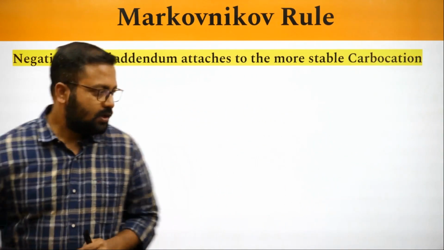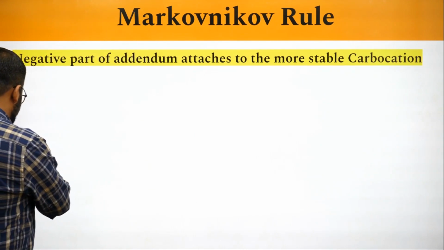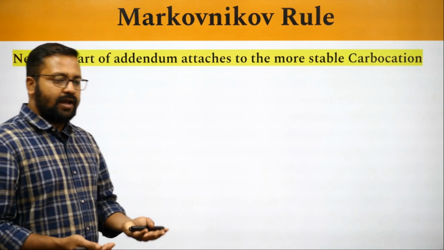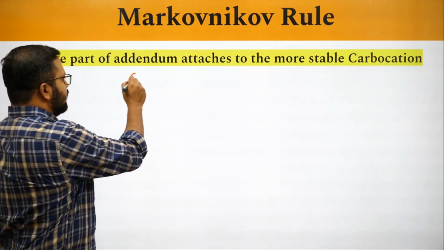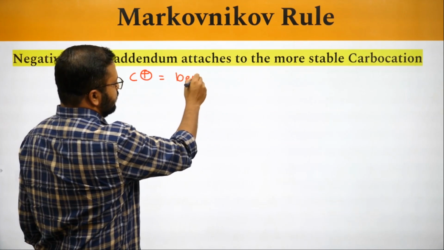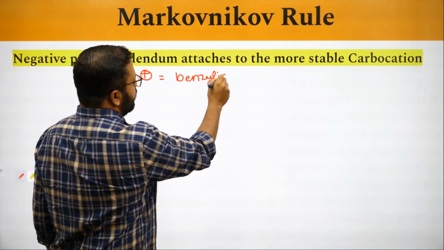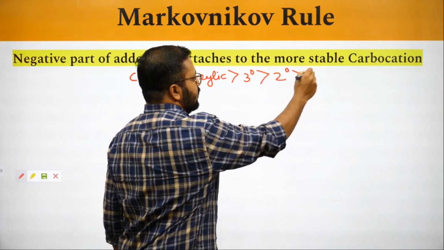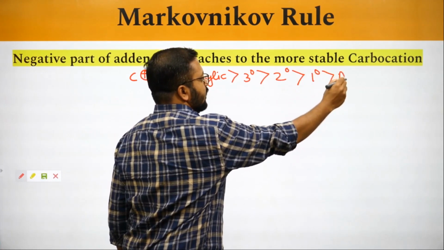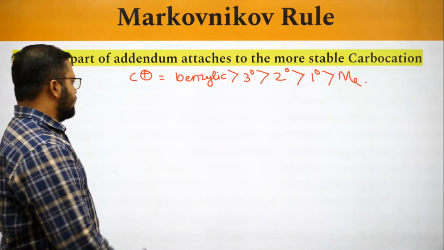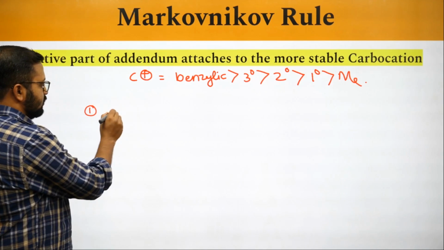So, if you have learnt about carbocations, then the carbocation stability is like this. Carbocation stability is benzylic, more than 3 degree, more than 2 degree, more than 1 degree, more than methyl. Okay. Now let's take a simple question.